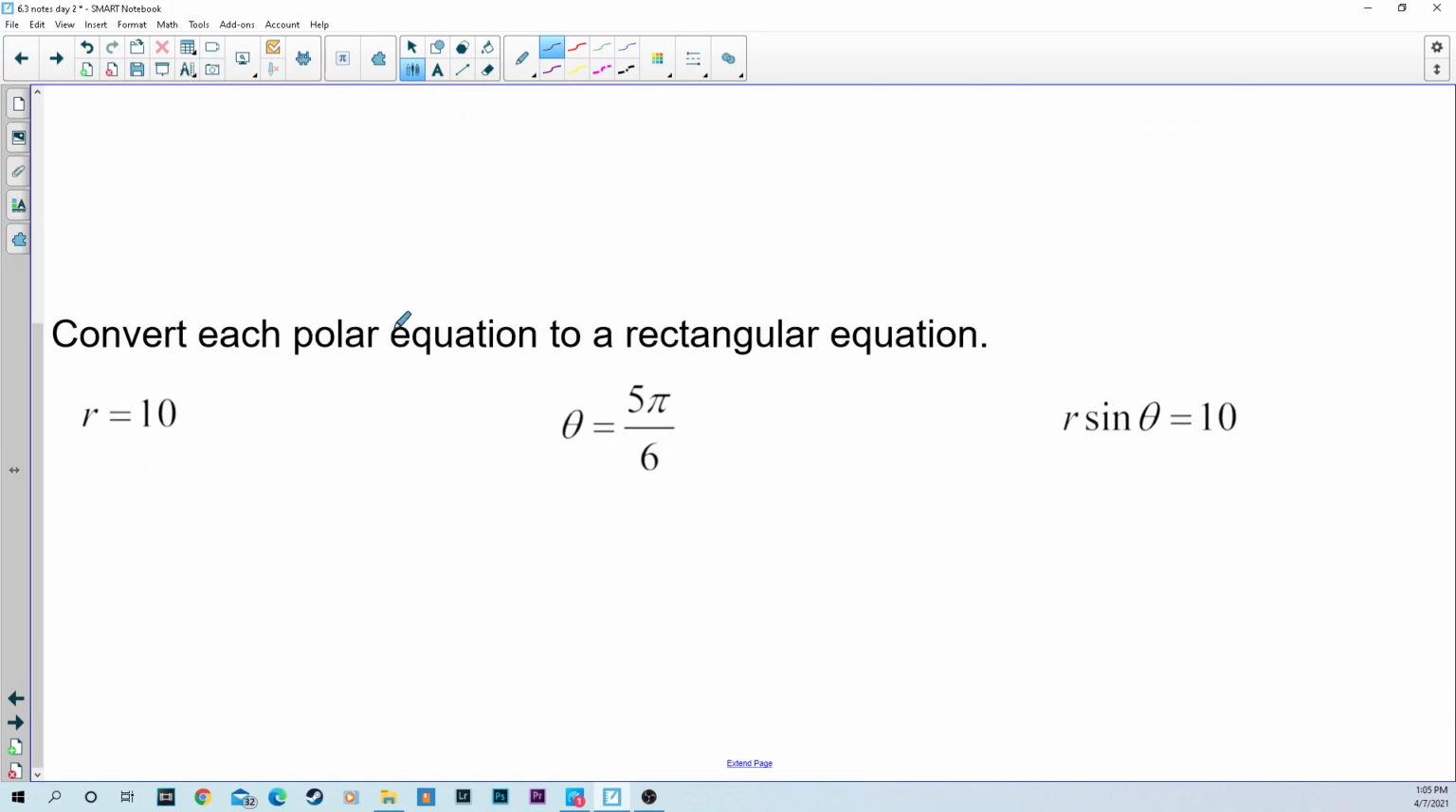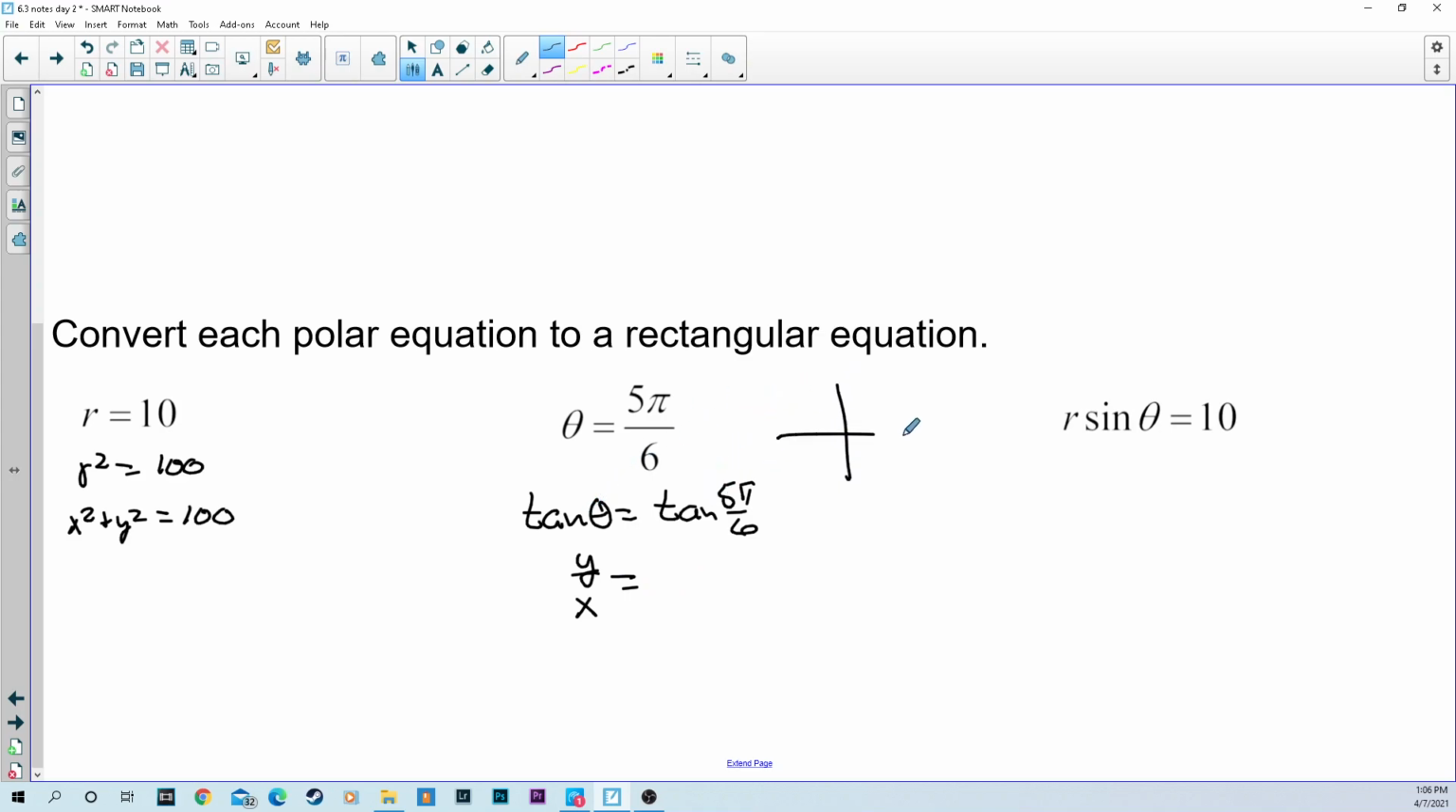Convert each polar equation to a rectangular equation. On this one, we're going to square both sides. R squared is 100, and then x squared plus y squared is equal to 100. On this one, we're going to take the tangent of both sides. So tangent of theta is equal to the tangent of 5 pi over 6. And this is y over x.